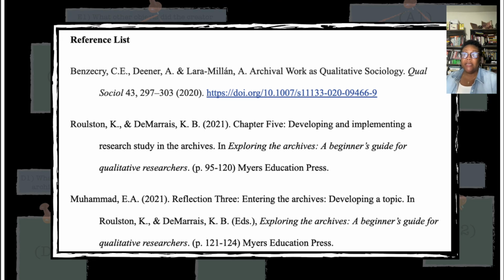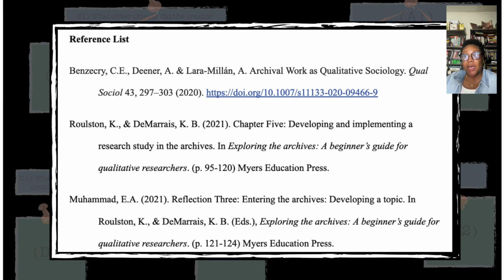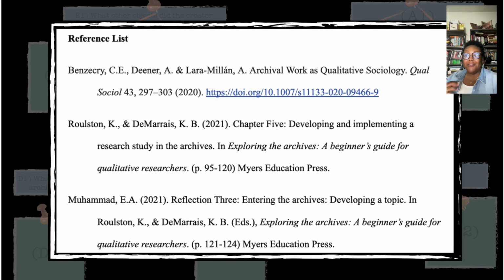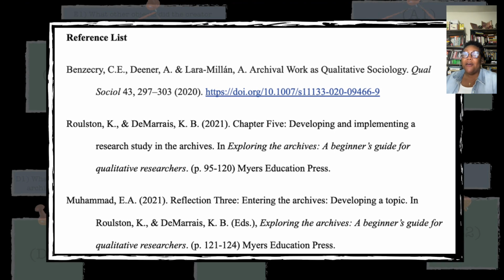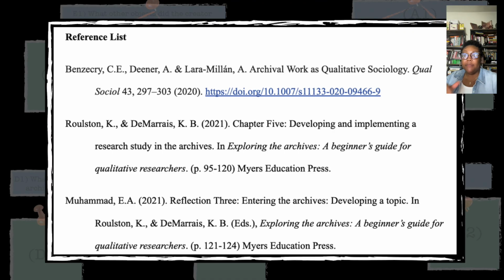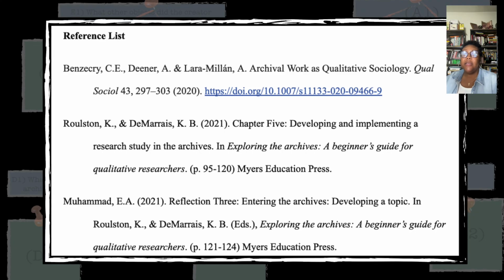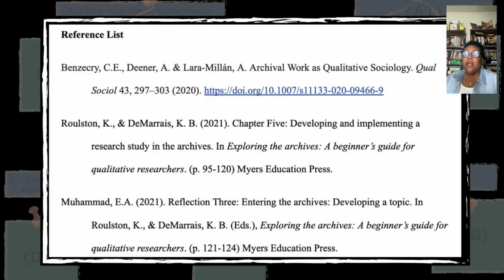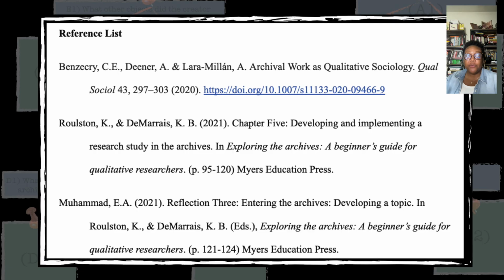The foundational text for this course and the screencast comes from the book Exploring the Archives, a beginner's guide for qualitative research. Now, this book was written by Dr. Catherine Ralston and Kathleen Demarius. Most of this information comes from Chapter 5 in this book. Chapter 5 really sets up a framework for how we can create a constellation, as well as a reflection that follows the chapter from a student that's doing the work.